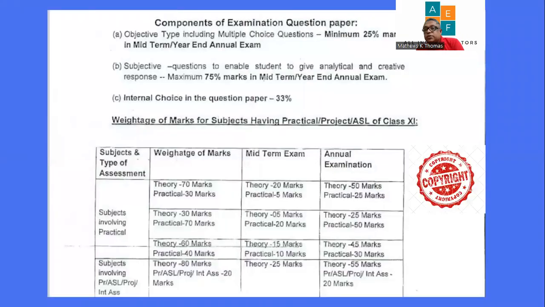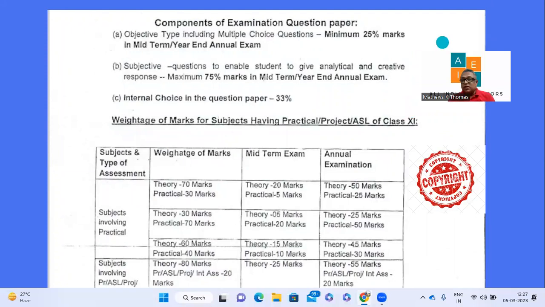Now, when we come to class 11, the pattern is not 80-20 here. So most of the exams which have theory and practical are now 70 and 30. 70 marks is the theory and 30 marks is the practical. Of course, there are other subjects with 60-40, 50-50 combinations. So this is the list. So the subjective questions and objective questions will be there. There will be internal choice of about 33%. And the objective, that is MCQ, will be about 25% in the midterm and in the annual exam, and 75% is going to be subjective.